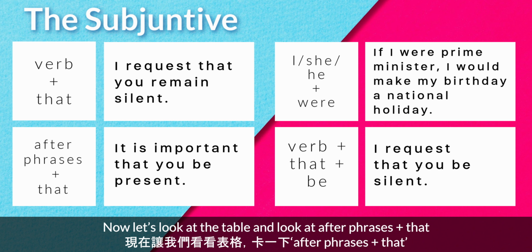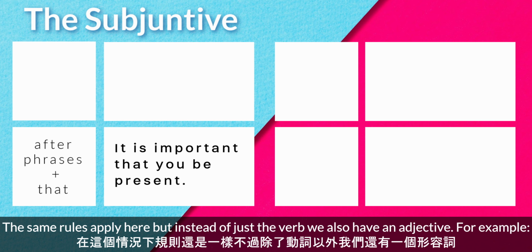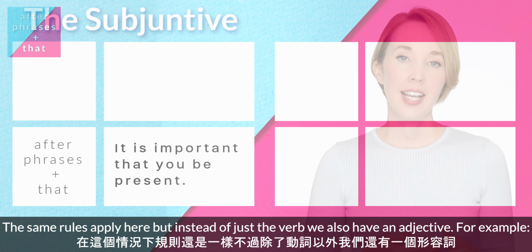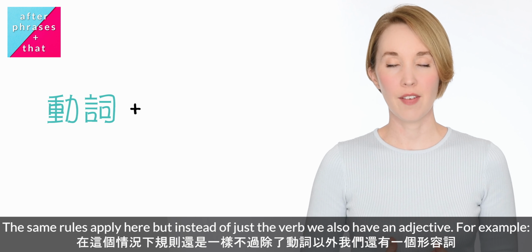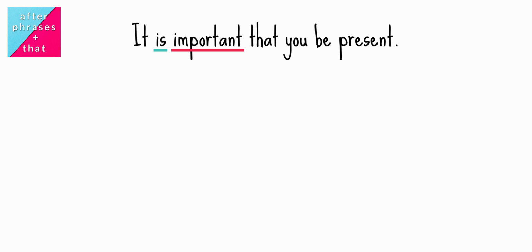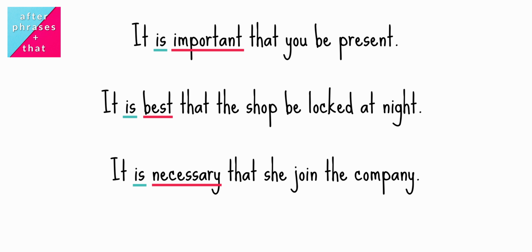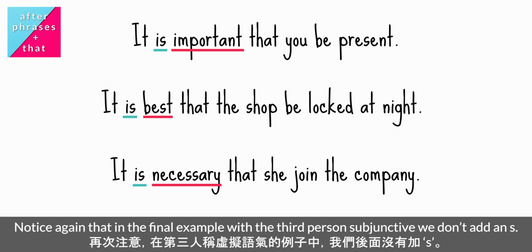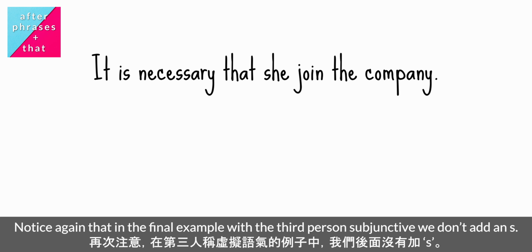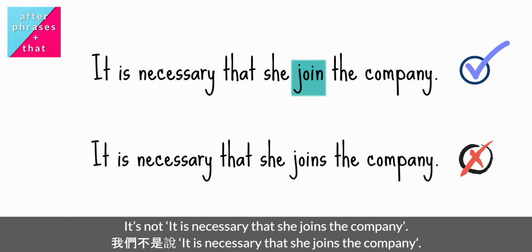Now let's look at the table and look at adjective phrases plus that. The same rules apply here, but instead of just the verb, we also have an adjective. For example, it is important that you be present. It is best that the shop be locked at night. It is necessary that he join the company. Notice again that in the final example with the third person subjunctive, we don't add an S. It's not, it is necessary that she joins the company.